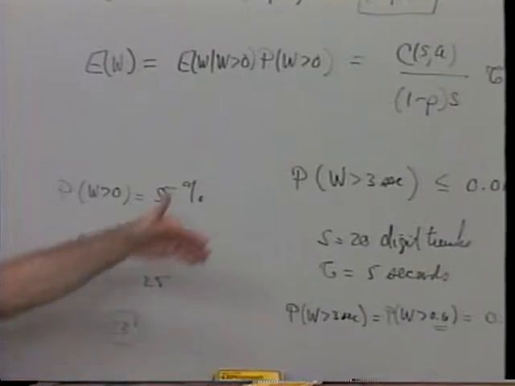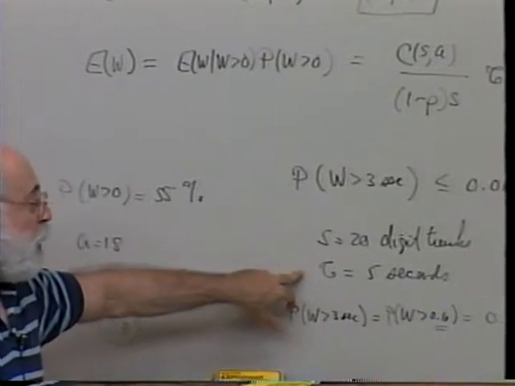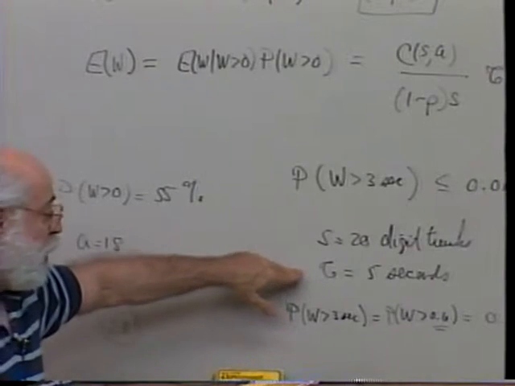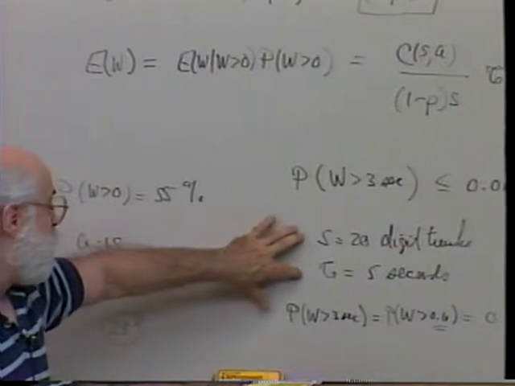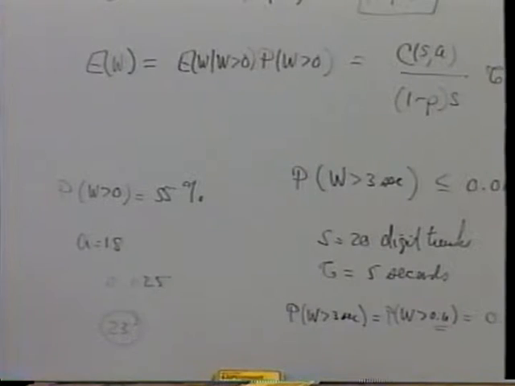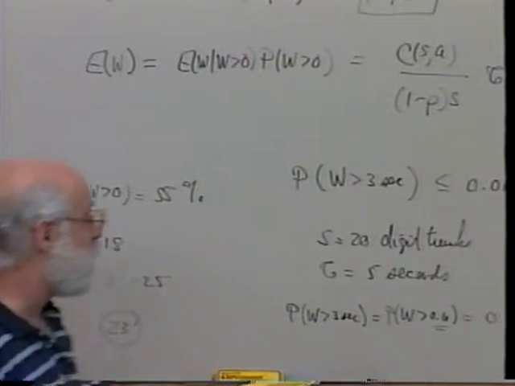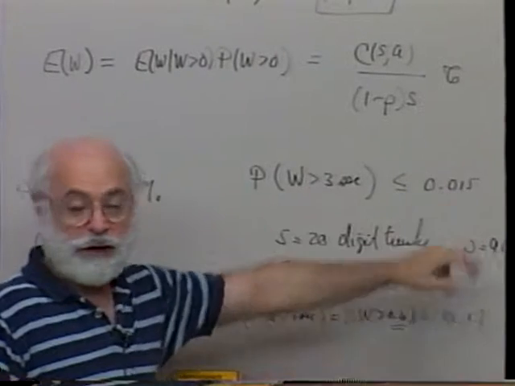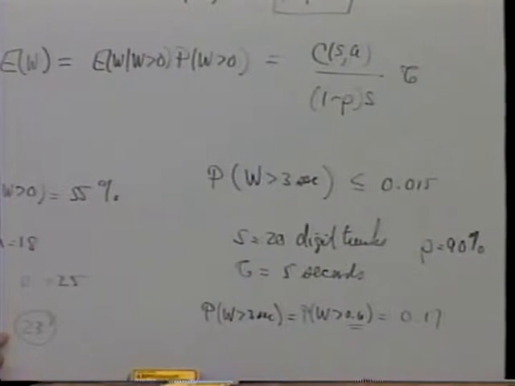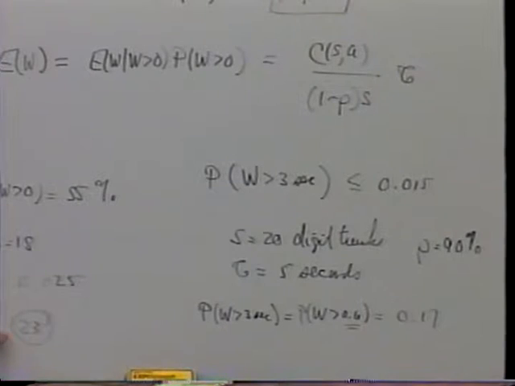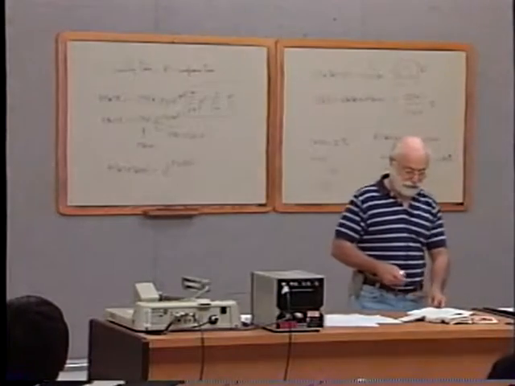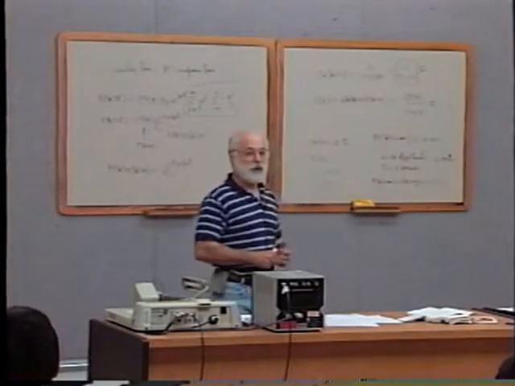Okay, so if I had 23 digit trunks and the average service time were 5 seconds, that is, the average time it takes to dial a call is 5 seconds, then the fraction of calls that would have to wait more than 3 seconds until they got dial tone would be, the number that I just read would be a little bit, well, it would be less than 0.015, and 23 is the number of trunks that I need to provide that. So that's an example of a practical problem. Okay?